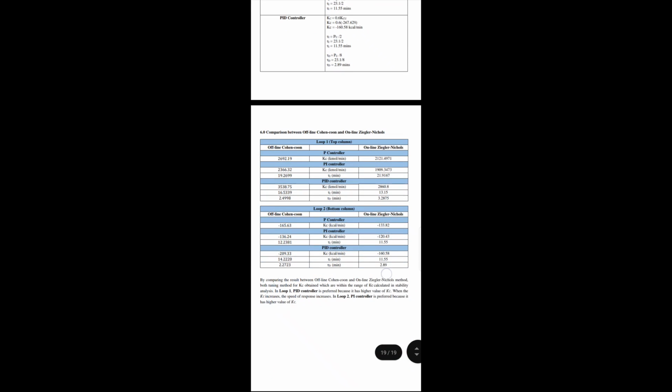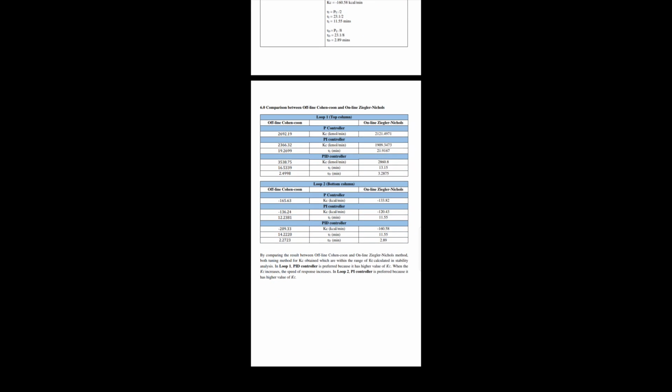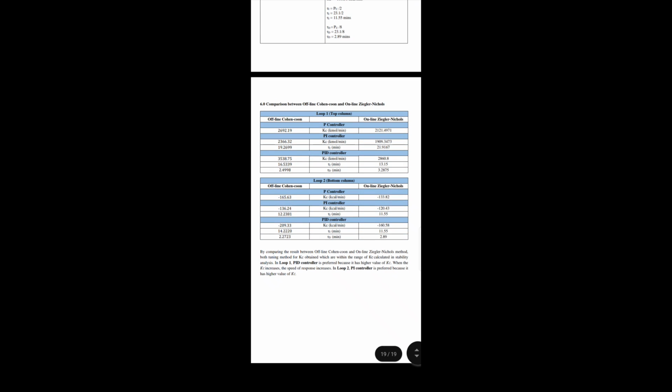Then we compare the offline Cohen-Coon method and the online Ziegler-Nichols method. From this table, we can see that the Kc obtained are in the range of the Kc calculated in the stability analysis. We can say that in loop 1, the PID controller is preferred because it has the higher value of Kc. When Kc increases, the speed of response increases. In loop 2, the PI controller is preferred because it has the higher value of Kc.